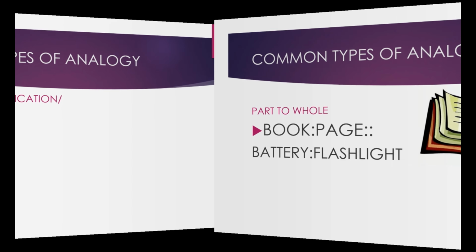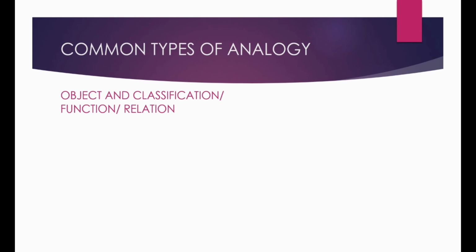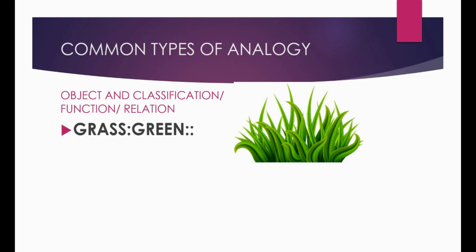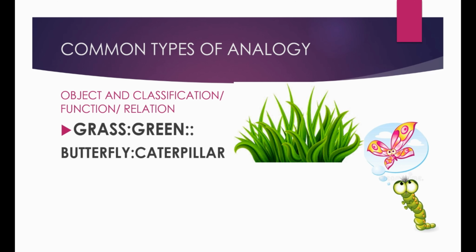We also have the object and classification or function or relation analogy. Like when you say, grass is to green, as butterfly is to caterpillar. Can you guess what type of analogy this one is? That's right, it's object to relation.